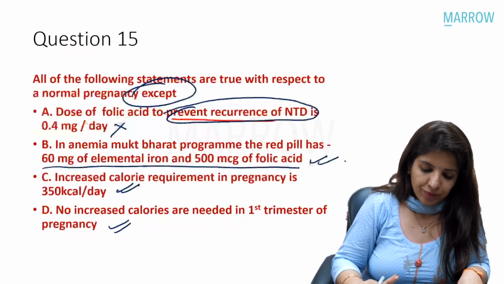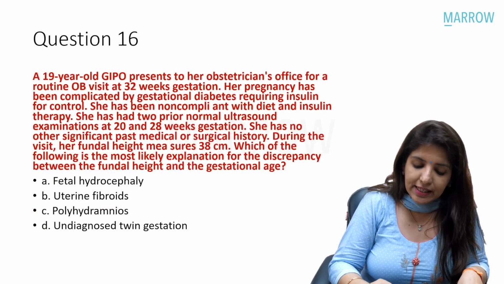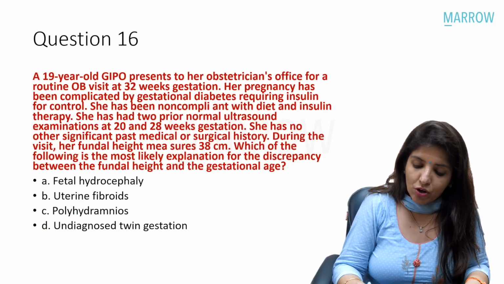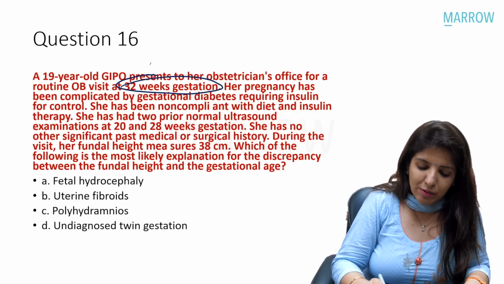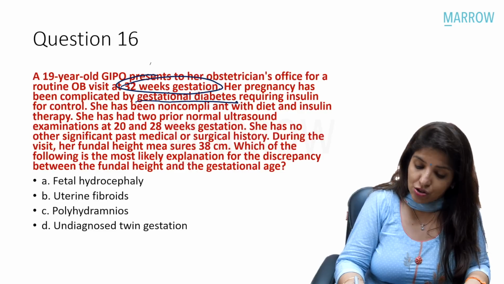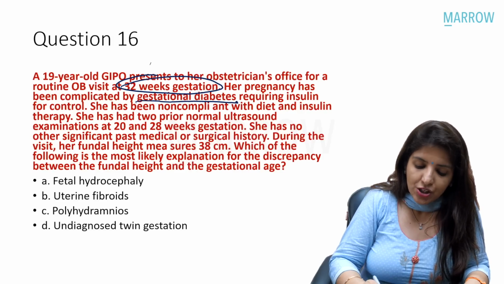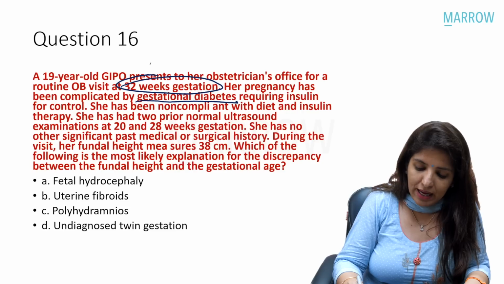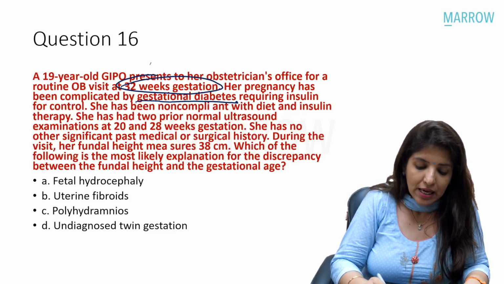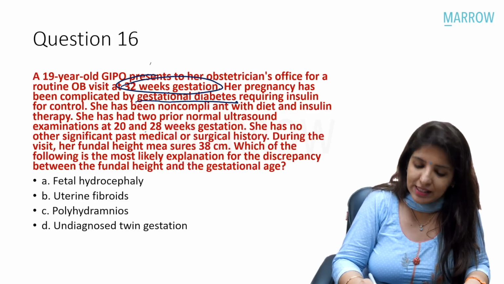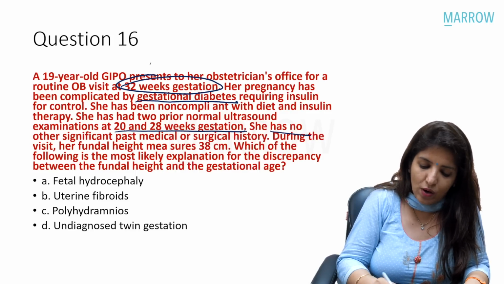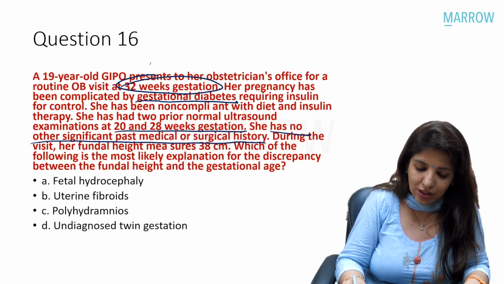Next question. Question number 16. A 19-year-old G1P0 presents to her obstetrician's office for a routine obstetrical visit at 32 weeks of gestation. Her pregnancy has been complicated by gestational diabetes requiring insulin for control. She has been non-compliant with diet and insulin therapy. She has had 2 prior normal ultrasound examinations at 20 weeks and 28 weeks. She has no other significant past medical or surgical history.